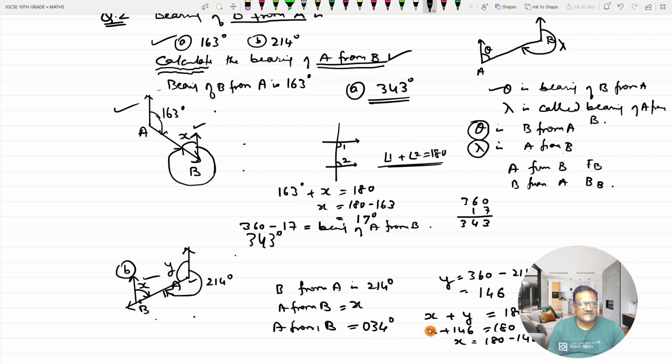Is that clear? So that was question number 2, where I have shown how to find the back bearing if A to B or B to A is given. Okay, that was question number 2.